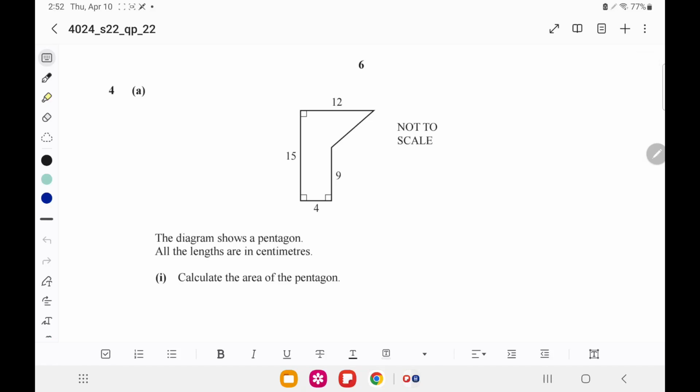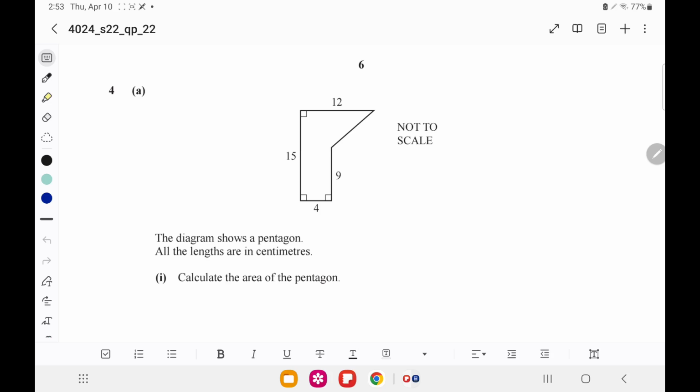Now we are moving to the same year, 2022, but it's May June paper 2 4024, question number 4. Alright, so question number 4, part A. The diagram shows a pentagon. All the lengths are in centimeters. Calculate the area of the pentagon.